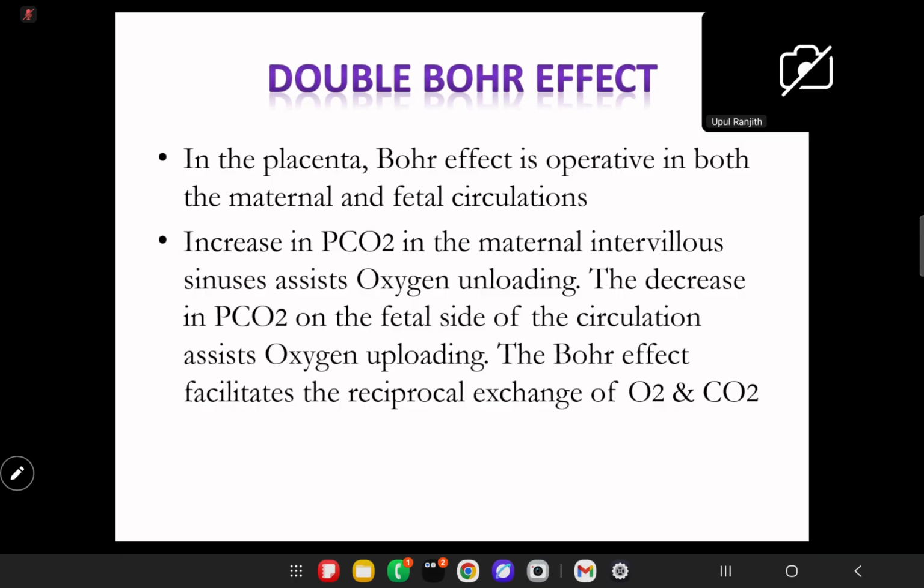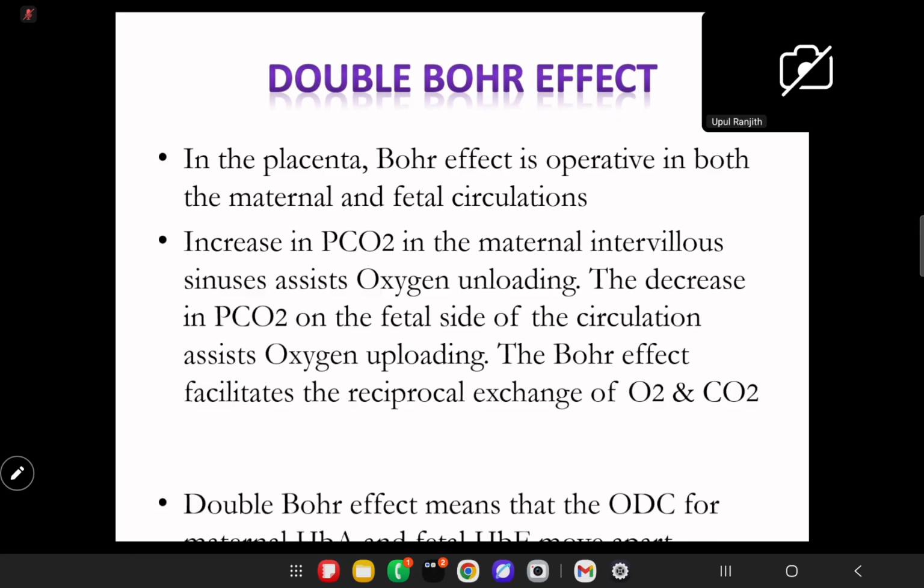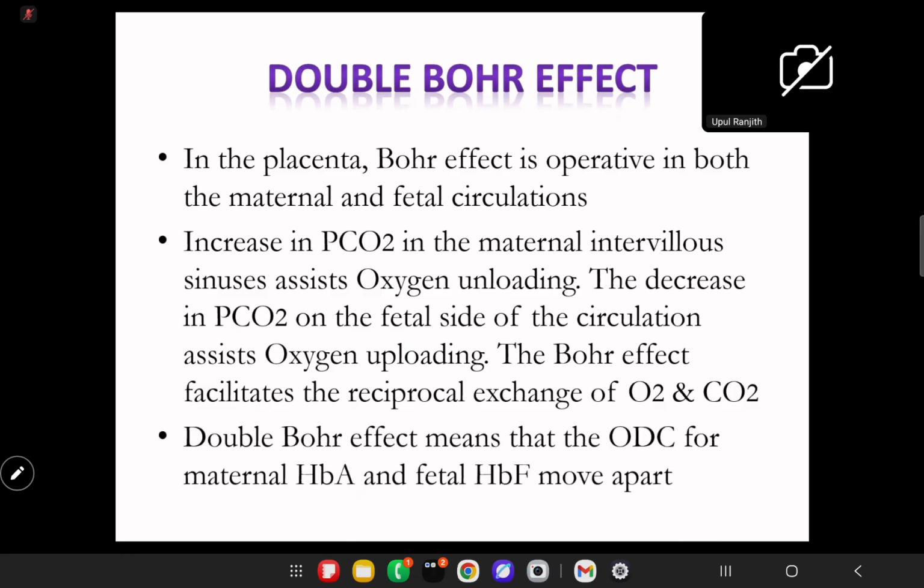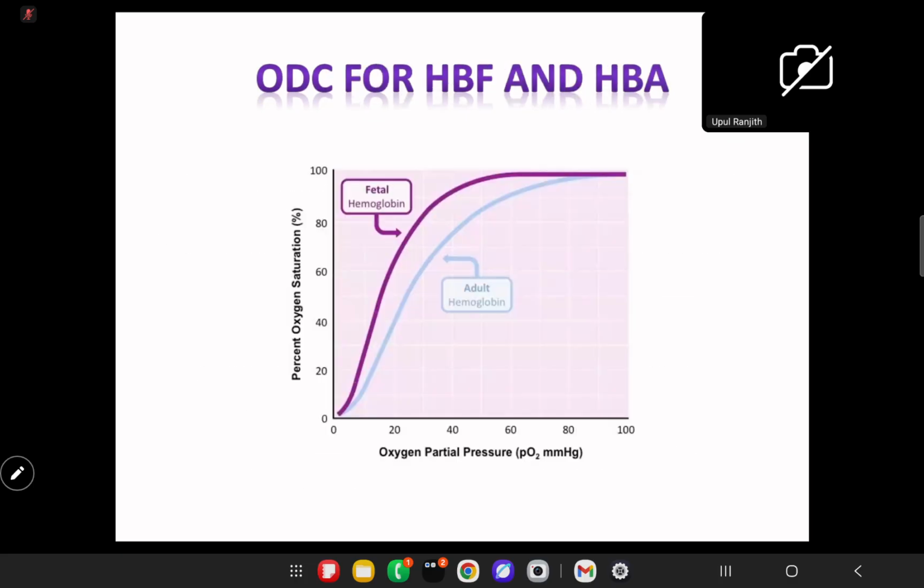So when carbon dioxide is unloaded at the placenta, that will facilitate the uploading of oxygen into the fetal side, the fetal hemoglobin. Therefore, the Bohr effect facilitates the reciprocal exchange of oxygen and carbon dioxide, right? So double Bohr effect means that the ODC for the HbA and fetal hemoglobin moves apart because of this difference in the carbon dioxide, right? So the oxygen dissociation curves will move apart.